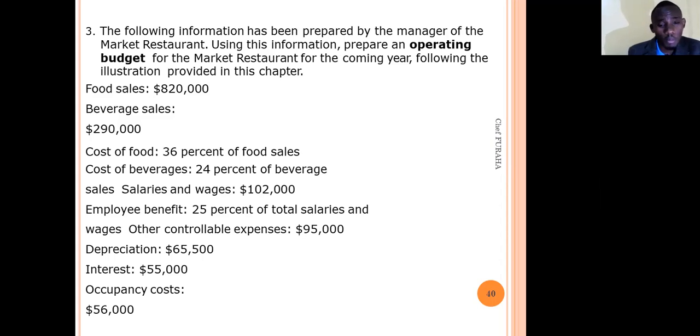So when making an operating budget, we start with sales of food. They are equal to that amount. Sales of beverages are equal to that amount. Then the costs can also be used for us to get the percentages. We must take the individual item times 100 divided by its sales.